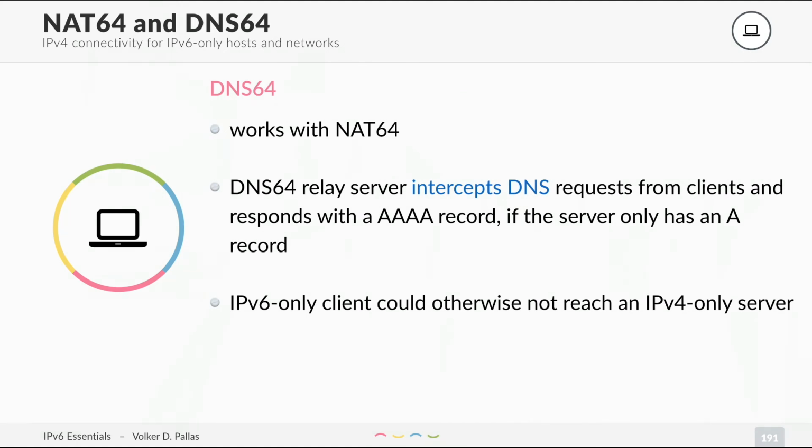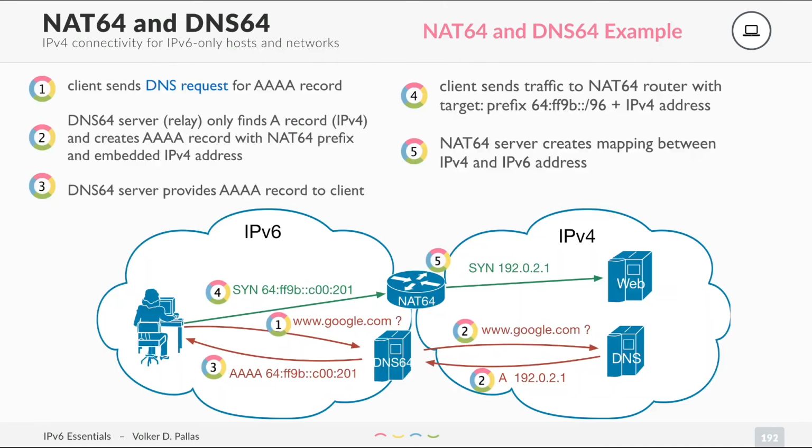The DNS64 relay server intercepts DNS queries from clients and can respond with a quad A record even if the host only has an A record and only can do IPv4. In this case, the client would otherwise not be able to reach the IPv4 only server because it only has IPv6. Let's have a look how this works.